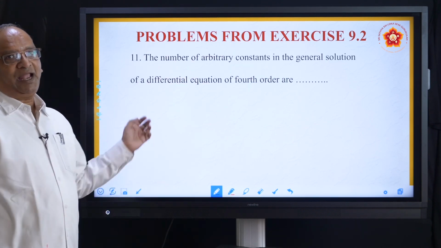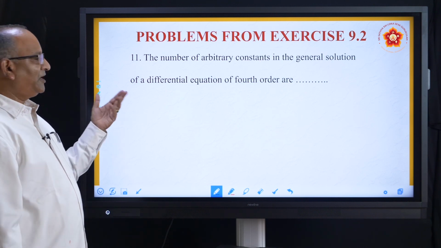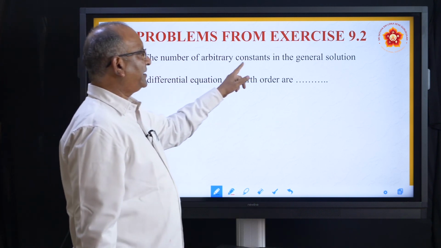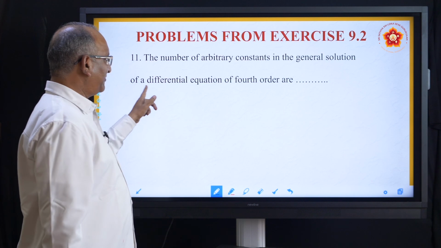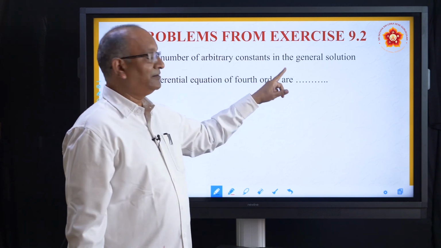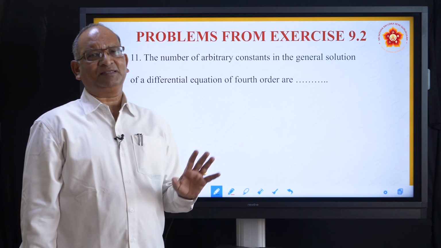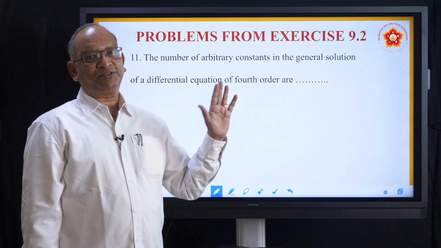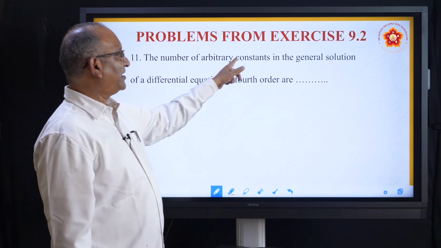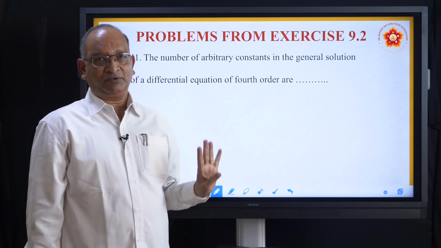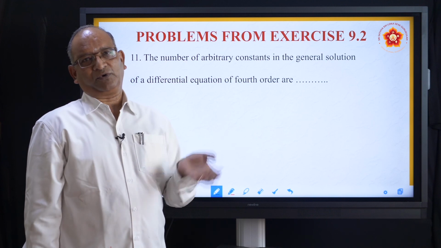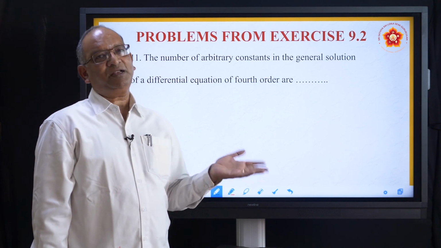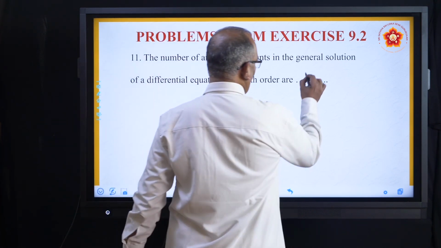Yes, we have come to the last part of the problem. It is an objective question, not a problem to be solved. What does it say? The number of arbitrary constants in a general solution of a differential equation of fourth order is. Very simple answer. Order 1, constant 1. Order 2, 2. Order 3, 3. Order 4, 4. Here it says the number of arbitrary constants for a fourth order differential equation. The number of constants is going to be 4. If it is second order, 2 will be there. Third order, 3 will be there. First order, 1 will be there. So the answer is 4.